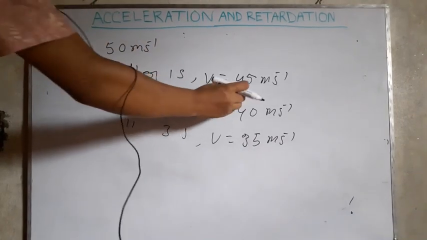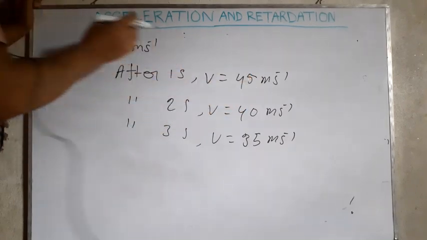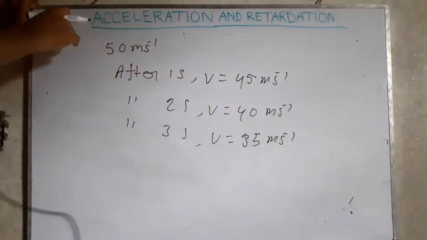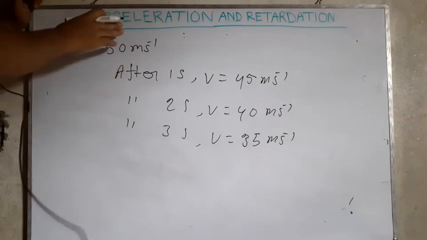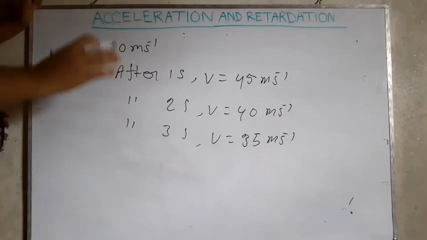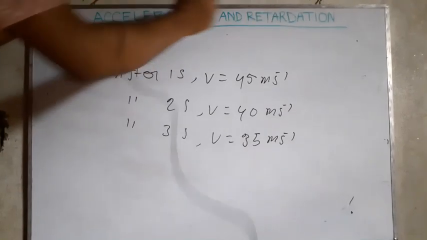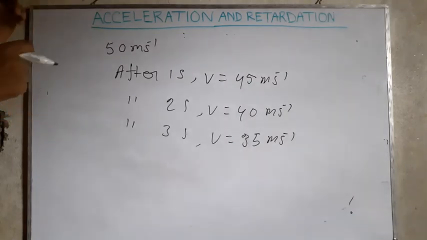It is also an acceleration, but it is negative acceleration. Positive acceleration means when the velocity of the body is increased, but when the velocity of the body is decreased, we call it negative acceleration. That is, negative acceleration is the retardation, and retardation means negative acceleration.